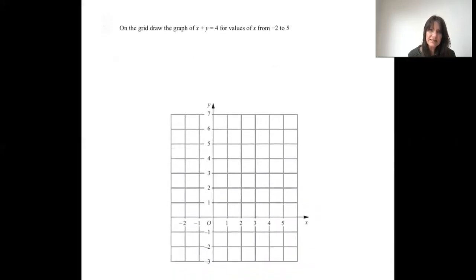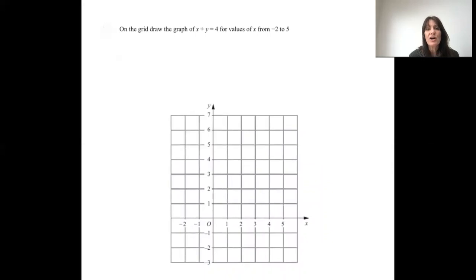Okay, so this question is on the grid. So that's the grid. Draw the graph of x plus y equals 4 for the values of x from -2 to 5. So hit pause, have a go, and press play when you're ready.